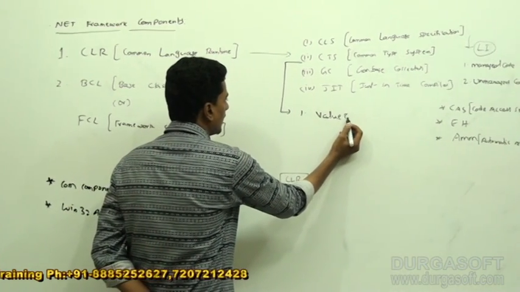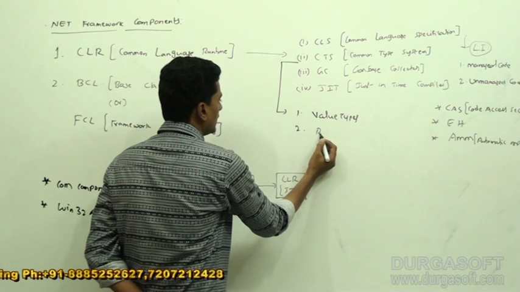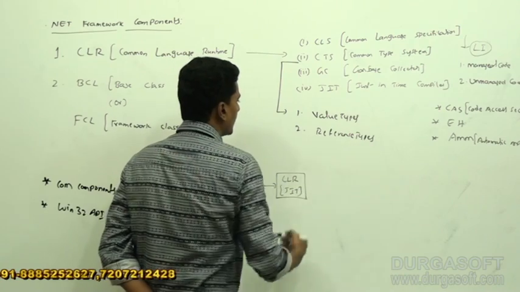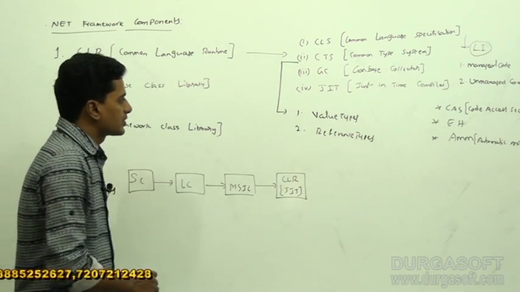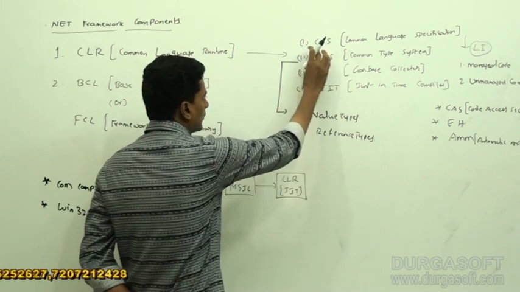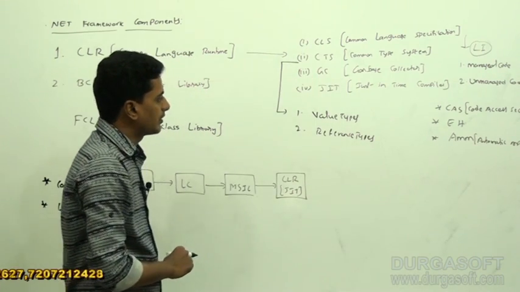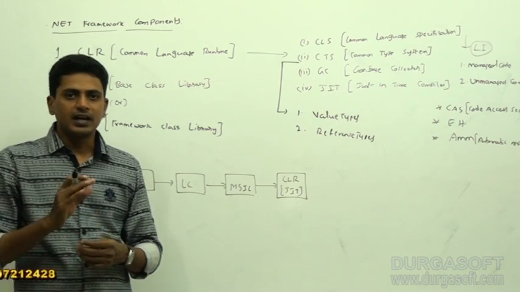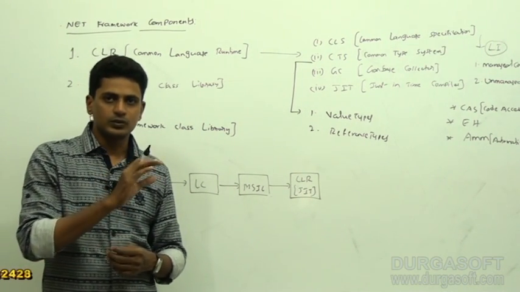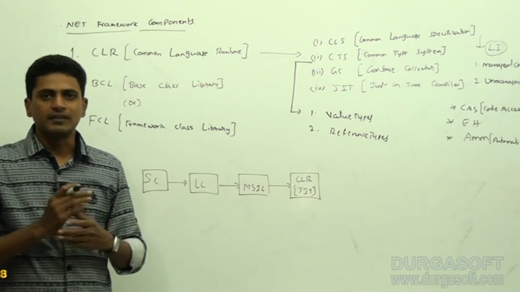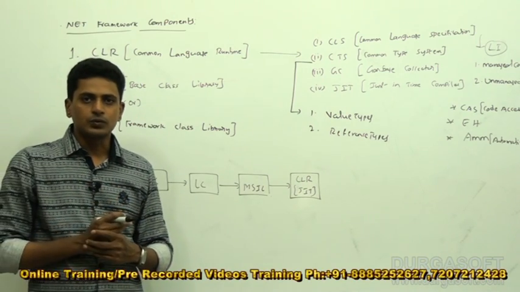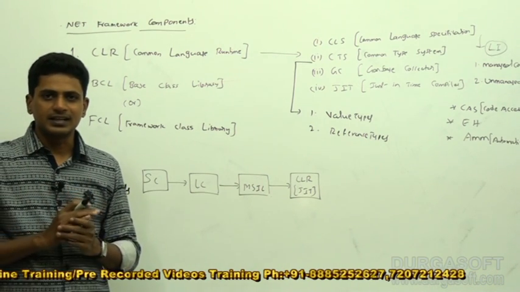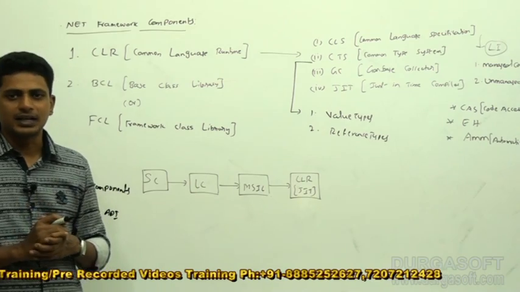One is value types and the next one is reference types. So value type and reference type come under CTS. What is value type? Value type means the value which is stored directly in its memory location. Value type works with the stack mechanism, and for value type the Common Language Runtime allots memory at compilation time.